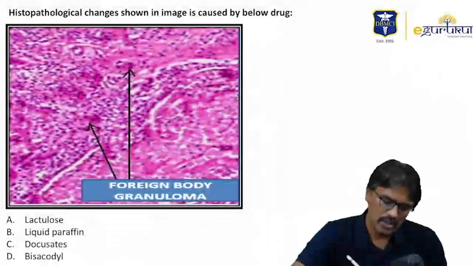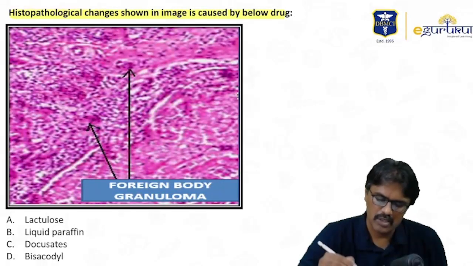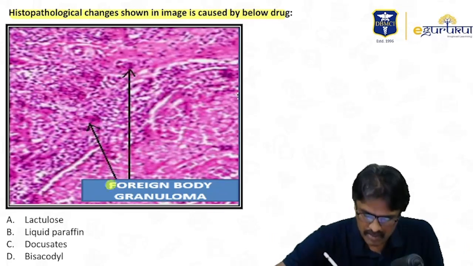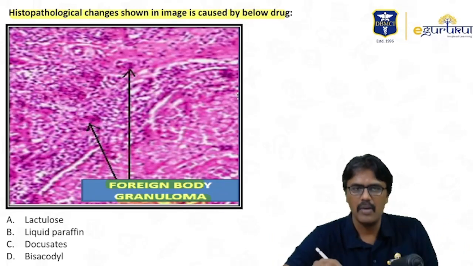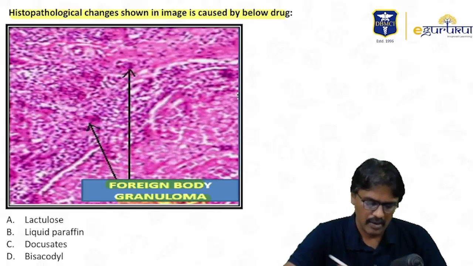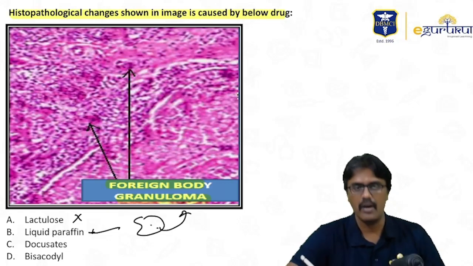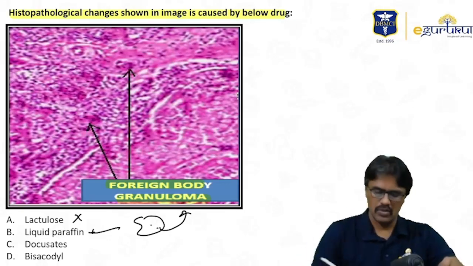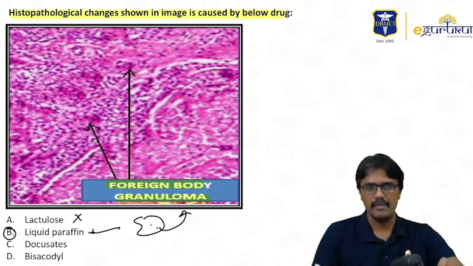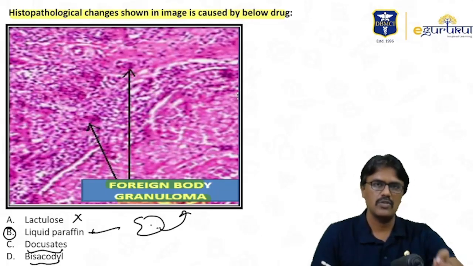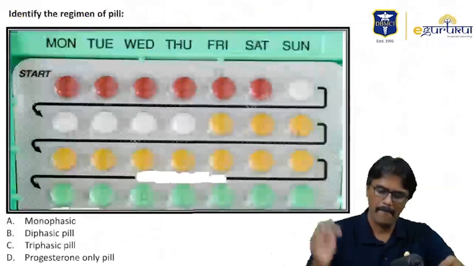Now moving on to the next question, histopathological change shown in image is caused by, what is the histopathological change? I am not telling you anything here, so I am just giving the option foreign body granuloma. Which drug causes that? Lactulose is an osmotic laxative, it will not cause. Liquid paraffin is a mineral oil, so what happens, the macrophages will ingest that, and that will be responsible for foreign body granuloma. So this is the right answer. Now docusate and bisacodyl, they are also the laxatives which are used during constipation.